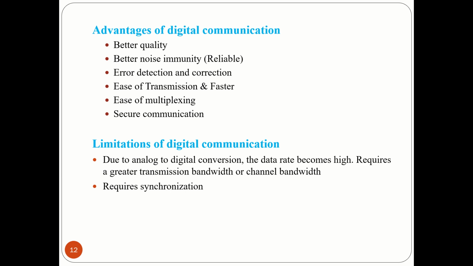The limitations of digital communication: since we are converting from analog to digital, the data rate is high. Because of the high data rate, we require high transmission bandwidth or high channel bandwidth. And of course, since we are using the carrier signal at both transmitter and receiver side, synchronization is very important. These are the limitations of digital communication.